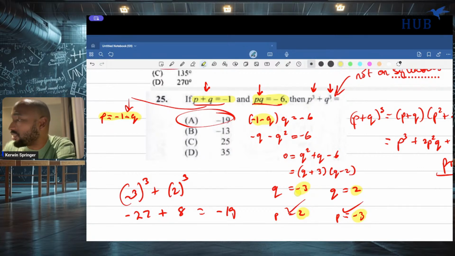So it doesn't really matter which one of the answers. I will still end up with a situation where I cube this and I cube this and I add it. So -3 cubed and 2 cubed, when you add it up, you get -19. Monster question. Let me keep rolling.